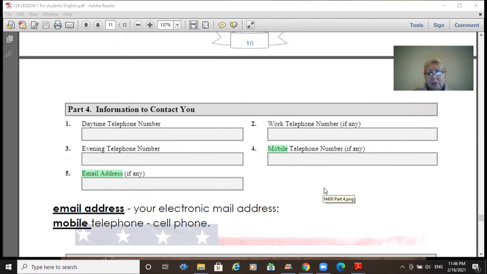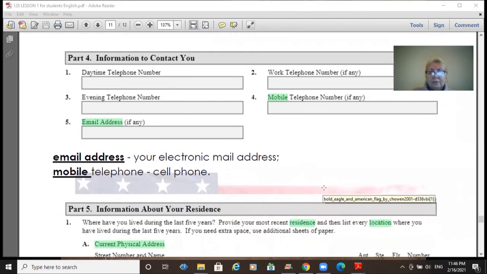And I highlighted them in green. Now, for this part, please provide one phone number. And I believe everybody has a mobile phone, so please give them your mobile telephone number and your email address. If you don't have one, please ask your relatives or your friends if you could use theirs, because now that everything is online, immigration services will be communicating with you via email.